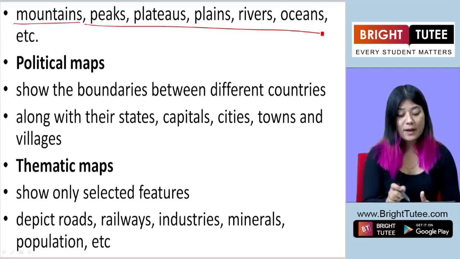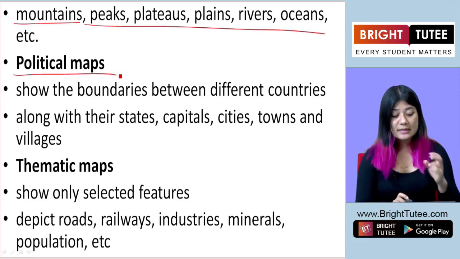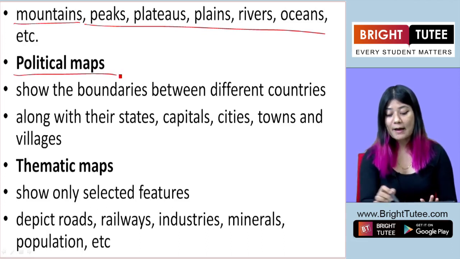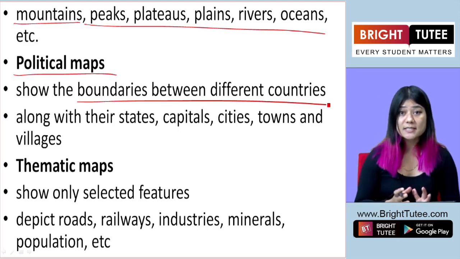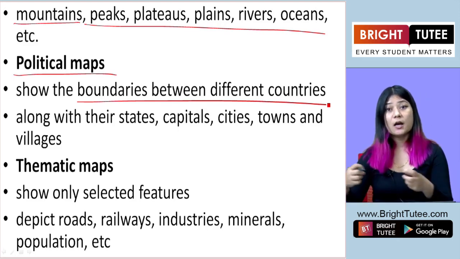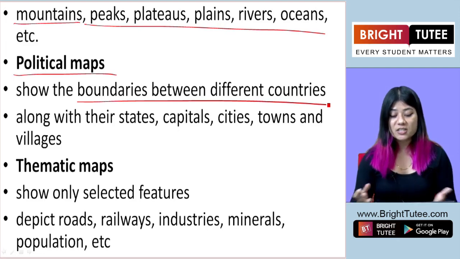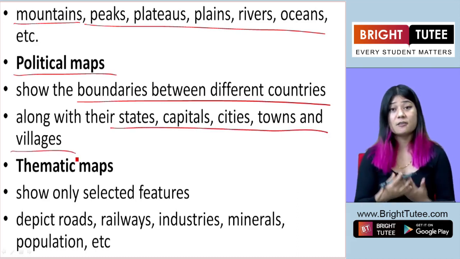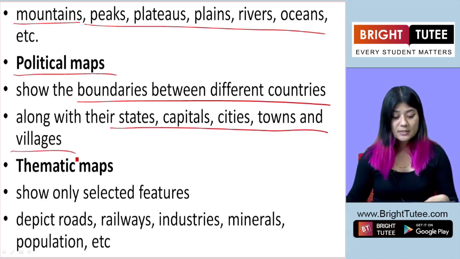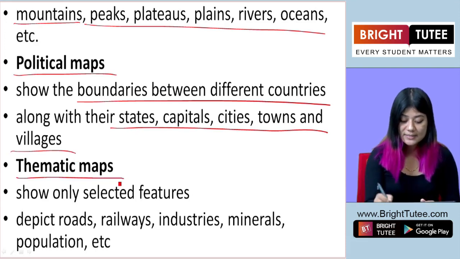The next type of map is called political map. In these maps, what is shown? Boundaries between different countries, boundaries between different states, boundaries between different districts, etc. So the boundaries are shown. These boundaries are between states, capitals, cities, towns, villages, countries, etc. The third type of map is called thematic map.